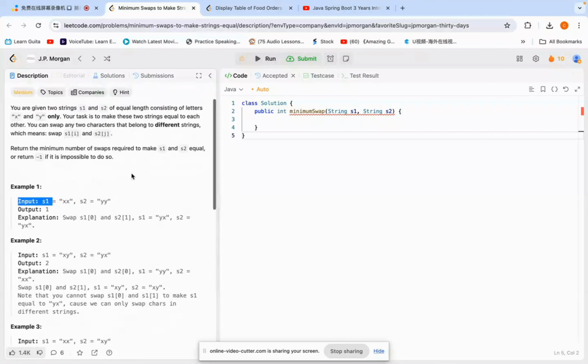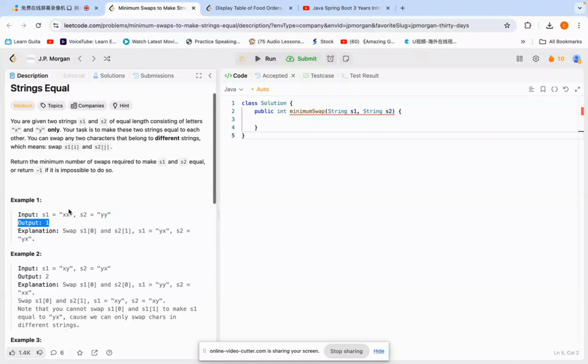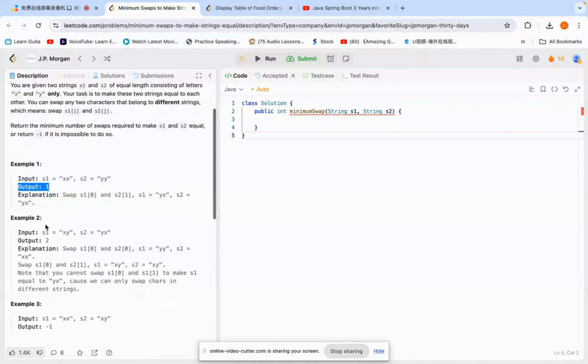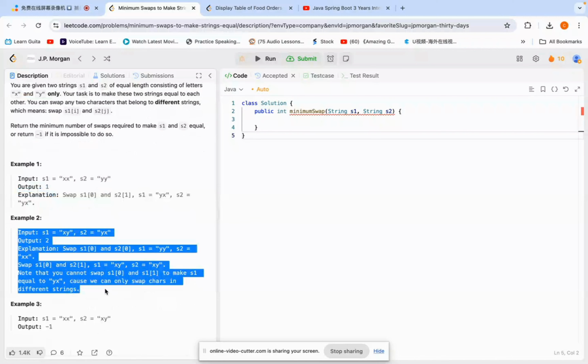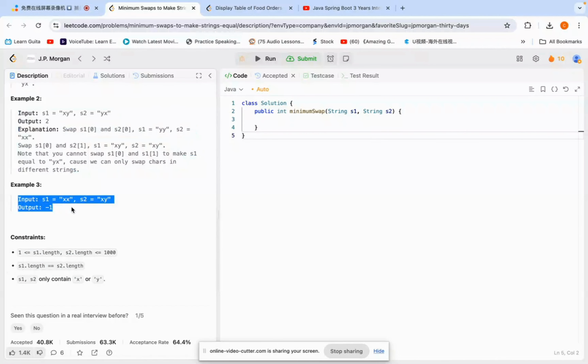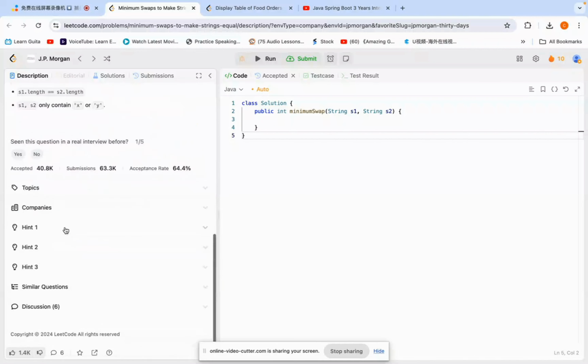So you can see in the first example, here just one swap is needed to make the two strings equal, and then here two swaps are needed to make the two strings equal, and then here it's not possible to make the two strings equal. So that's why here we return -1.